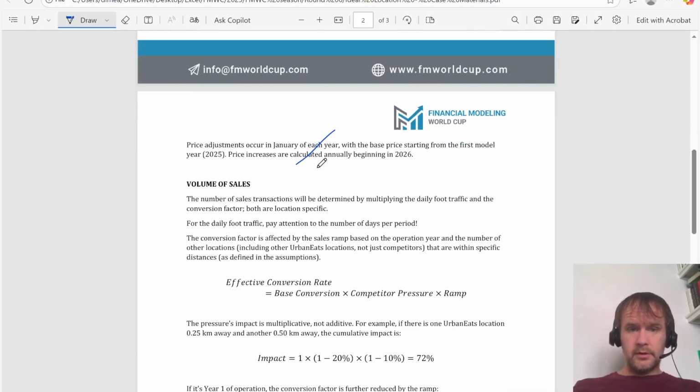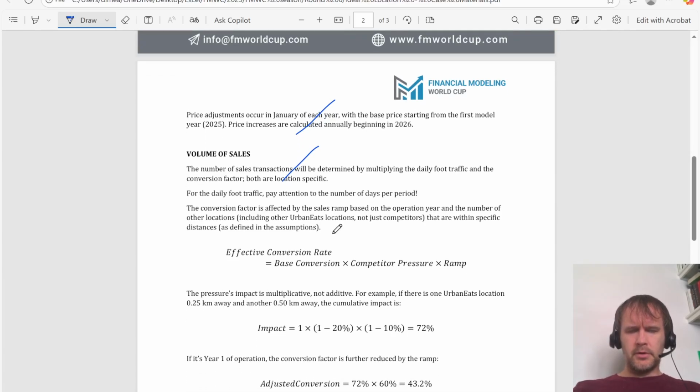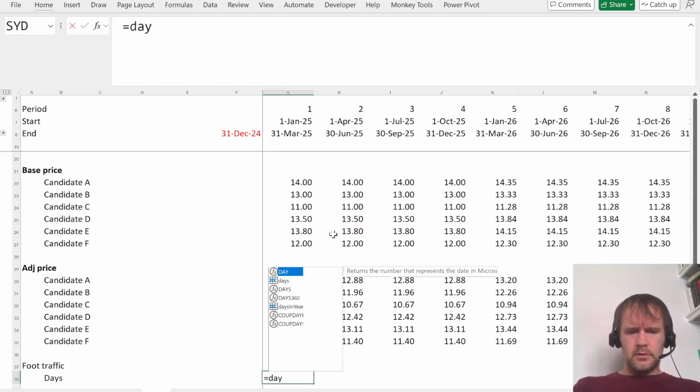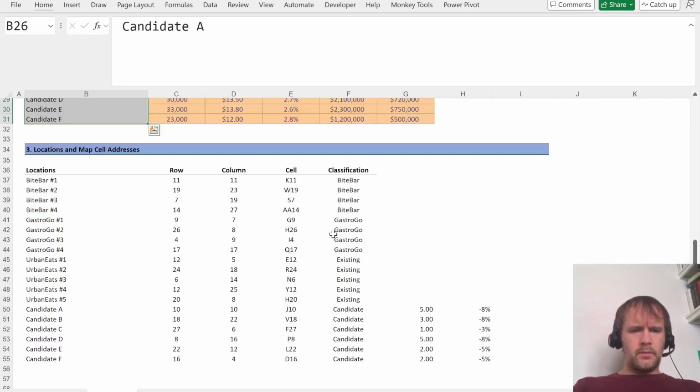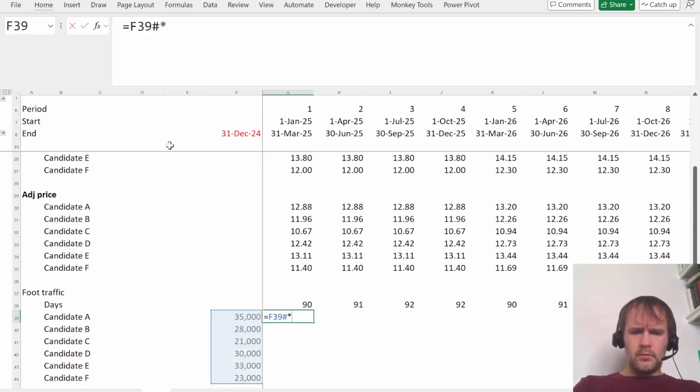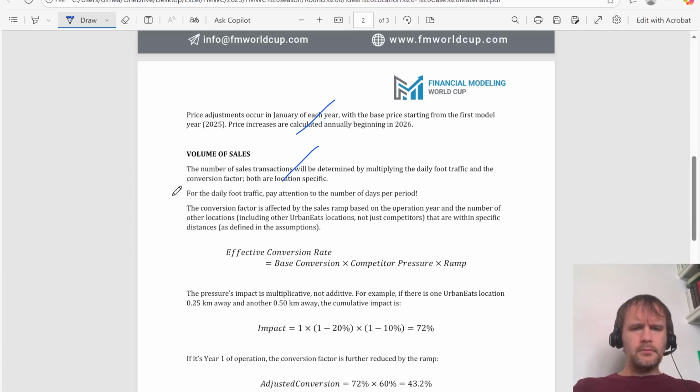Volume of sales. The number of sales transactions will be determined by multiplying the daily foot traffic and the conversion factor. Both are location specific. Daily foot traffic, pay attention to the number of days per period. Okay, I do have days. So foot traffic, days. Cool. Daily foot traffic, okay. Conversion factor is affected by the sales ramp based on the operation year and the number of other locations, including other Urban Eats locations, not just competitors, within specific distances as defined in the assumptions. Okay.